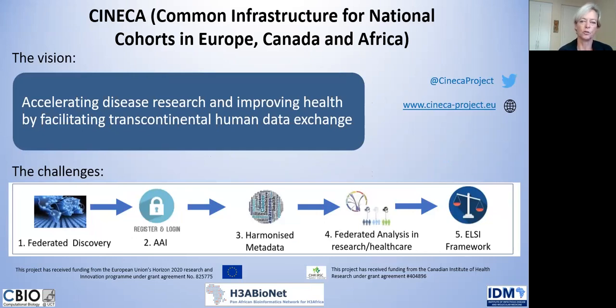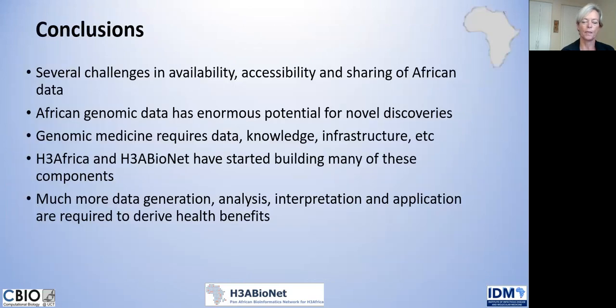And then another project, which again will be described in another talk, is the Common Infrastructure for National Cohorts in Europe, Canada, and Africa. And this is to basically harmonize the data, build tools, including authentication and authorization, to enable users to not have to move data. So you can have data in federated different places, but be able to compute across multiple cohorts while still maintaining the protection and the privacy of the individuals whose data there is.